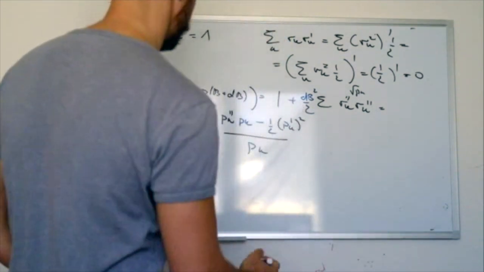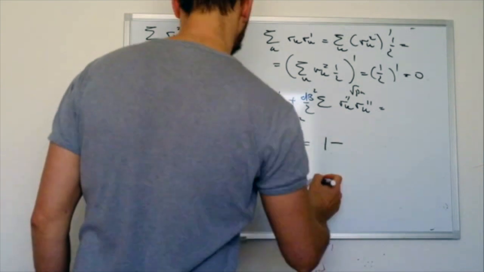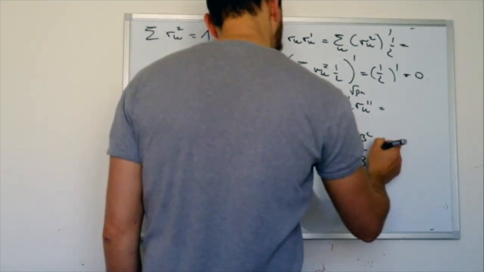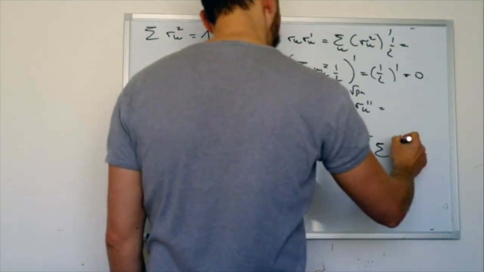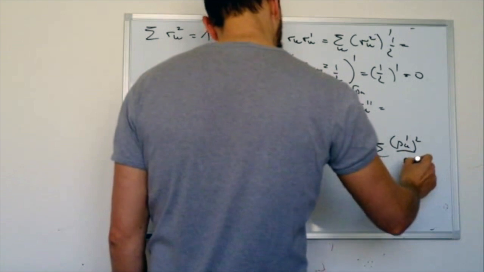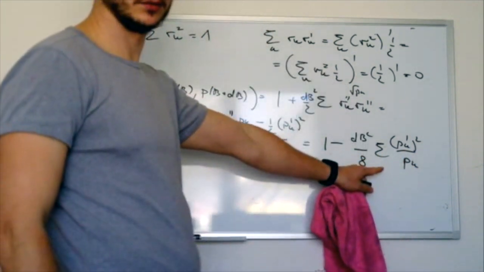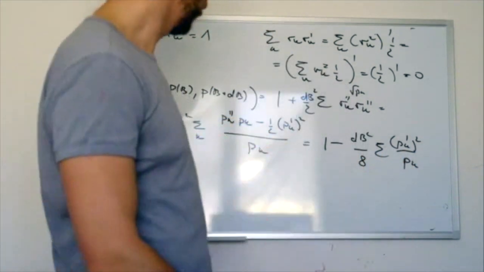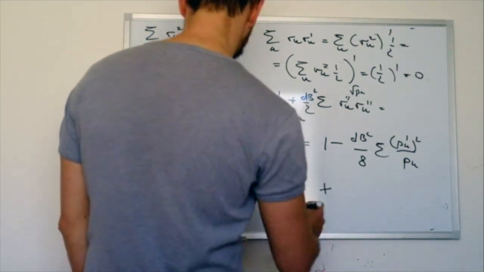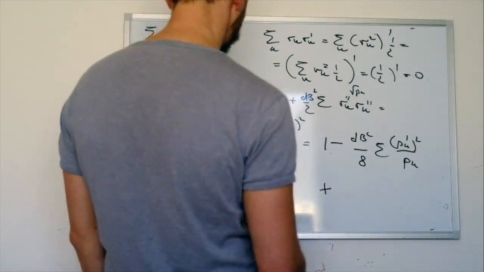And this thing is precisely what we want. So it's just 1 minus dv square over 8 times the sum of p_k prime square over p_k, right? What is this? Fisher information. But there's another term, but this one will be 0. I don't remember why, but let's see.